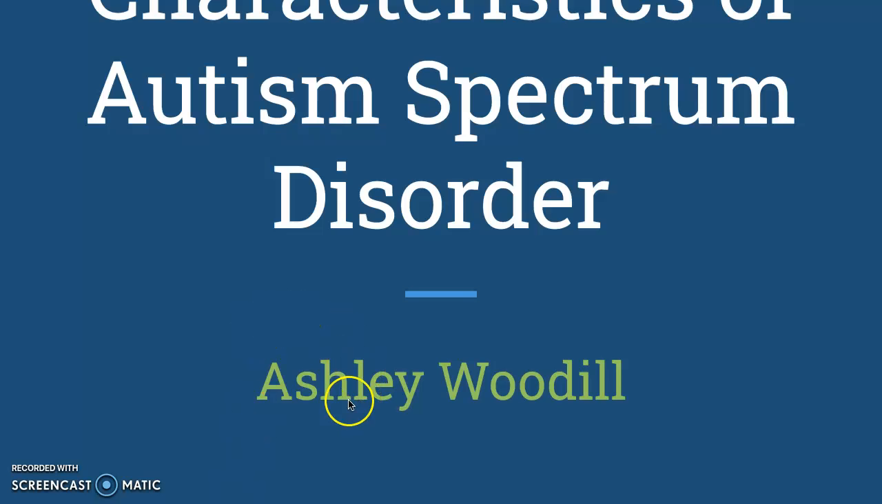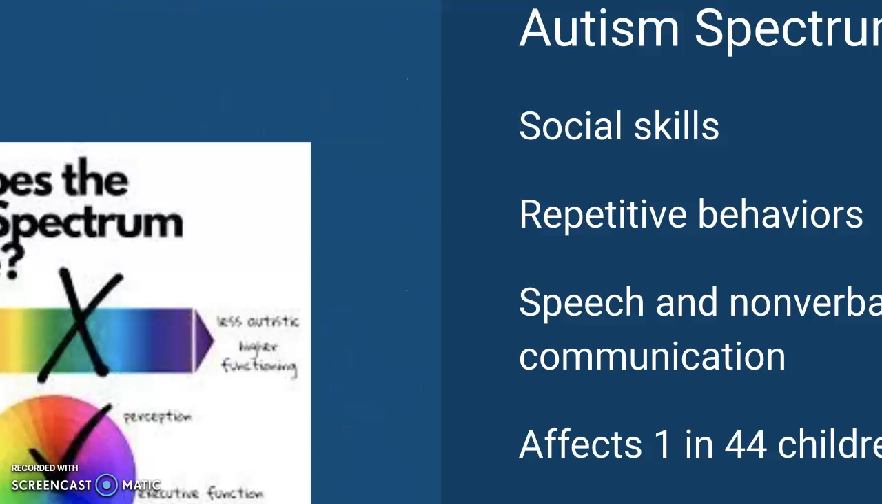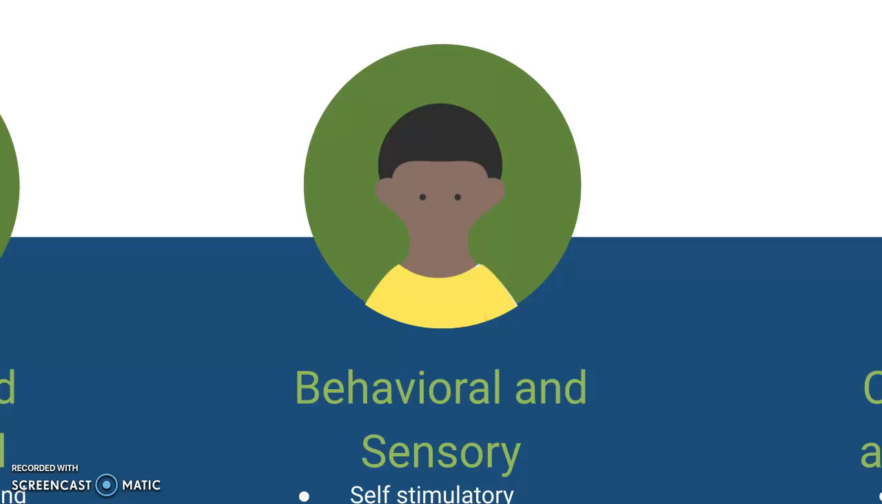So getting right into it, the characteristics of autism show up in areas of social skills, behaviors, speech, and communication. Autism affects 1 in 44 children, and it has become much more common over, I'd say, the last 10 years or so. We're now able to really support students with autism spectrum disorder in general education settings or in various special education settings, much more than we were at the beginning of the diagnosing phase.